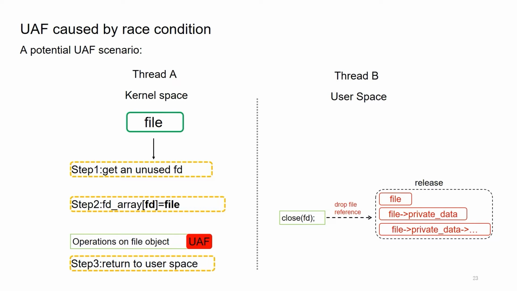As you can see, thread B can close the FD right after thread A finishes step 2. Closing the FD will trigger the release of the file object and related objects. After that, use after free would happen when thread A operates the file object. However, this use after free scenario is only based on our assumptions. Until now we still don't know if there are any actual cases in the real world.